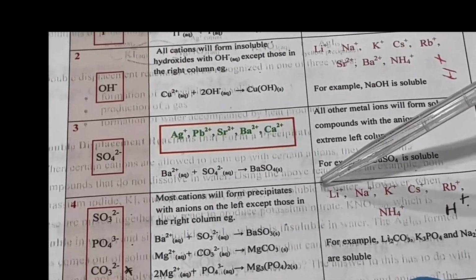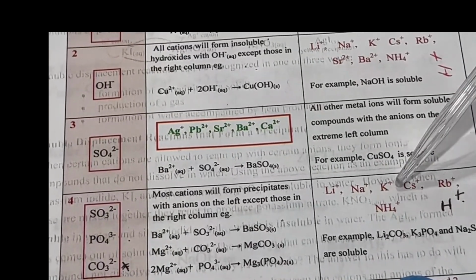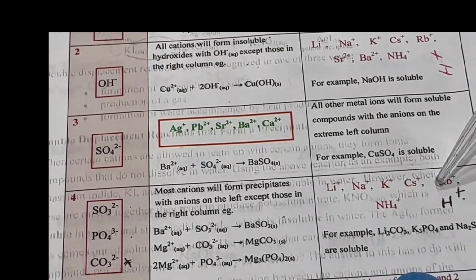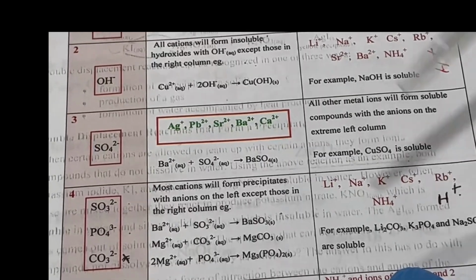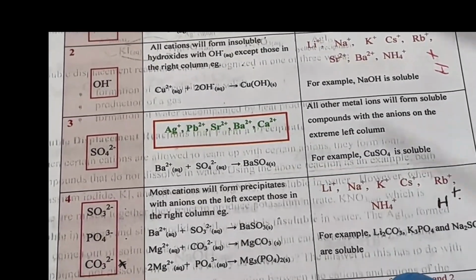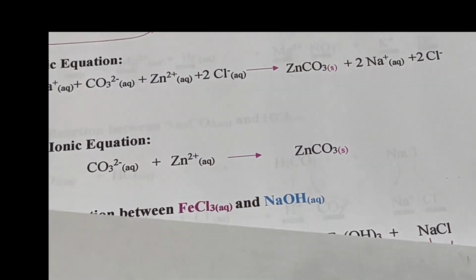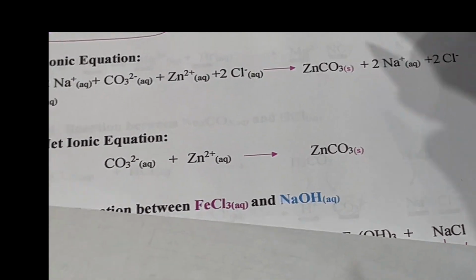They've given you a few of them that are soluble. Check to see whether or not zinc is amongst these. Zinc is absent from there. So it means that zinc must be inside here, the ones that are insoluble. So we now say that zinc carbonate is insoluble. So now you're going to put S here.